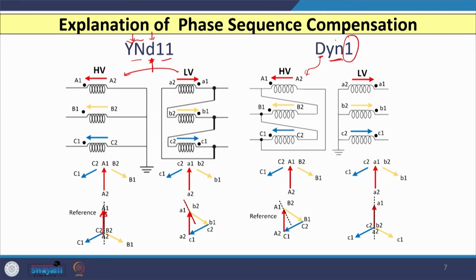You can see that when your star is HV winding and delta is LV winding, the phase shift is 30 degree and your LV winding phasor is leading with HV winding phasor by 30 degree.